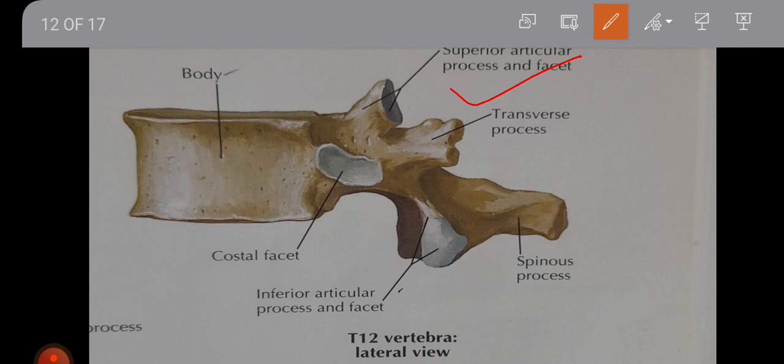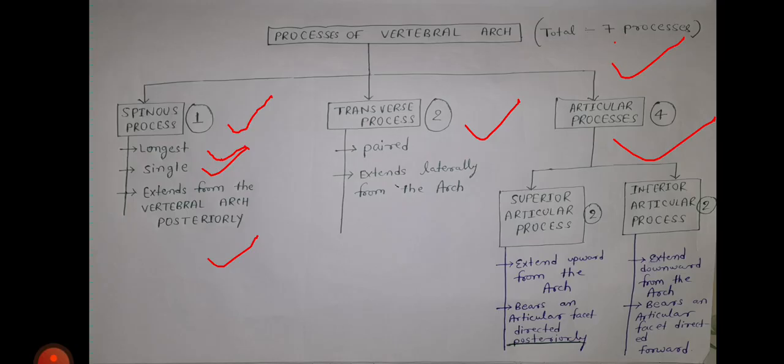This is a typical T12 vertebra. Look, this is lateral view. In lateral view, this process which extends upward from the vertebral arch, this part is the vertebral arch, and from the vertebral arch it extends upward. This is called superior articular process.